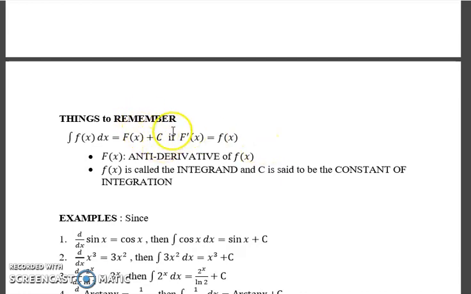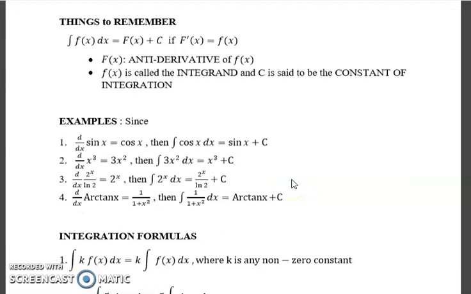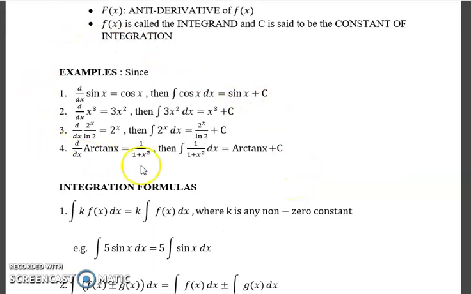When it is added to c, the resulting is again an arbitrary constant, so it can be simply written as c. So what I'm saying is that our answer is unique up to the arbitrary constant. Small f is called the integrand, and c is said to be the constant of integration. So to illustrate the idea, let us look at some examples.